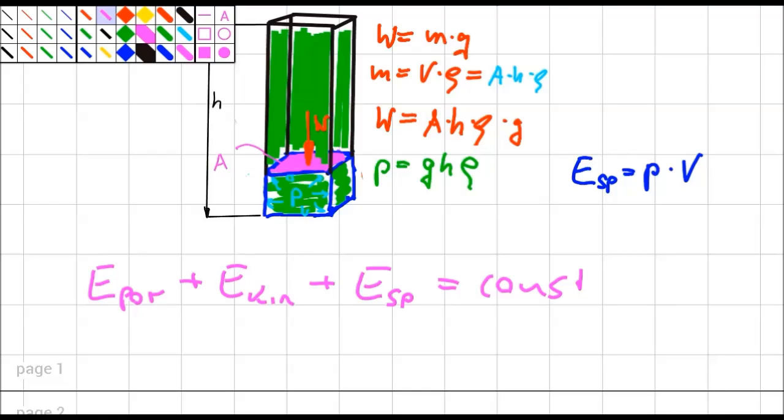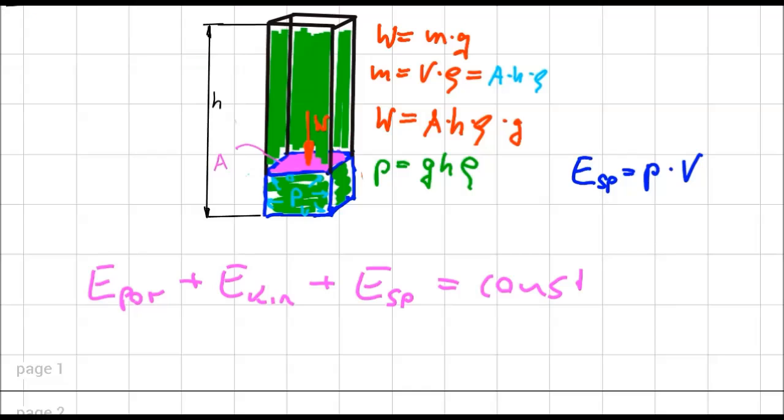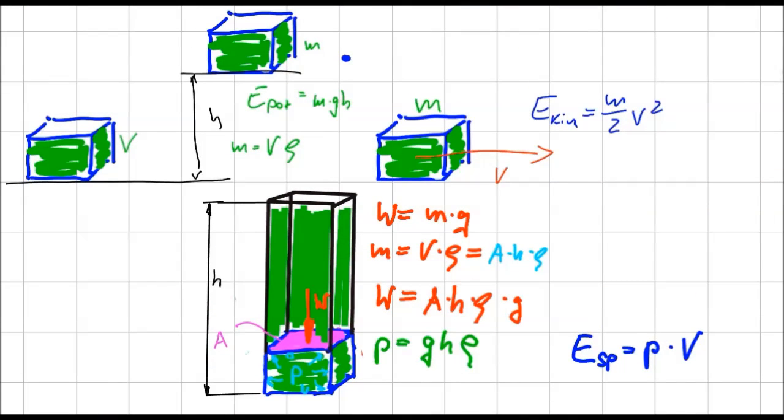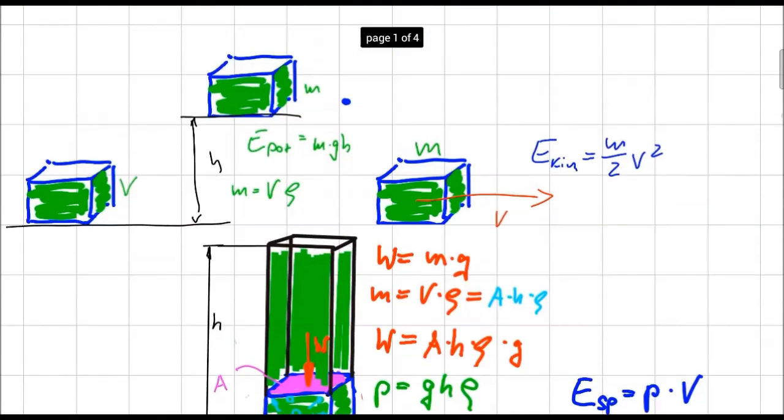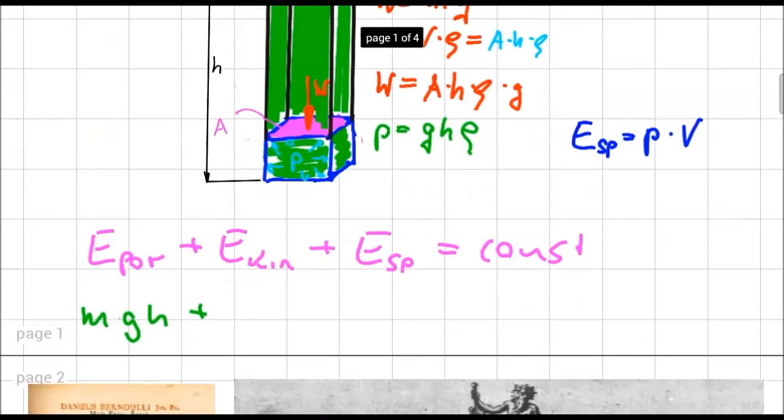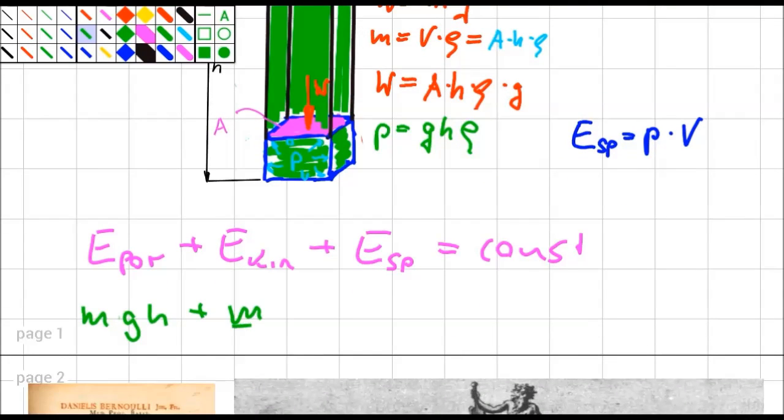Now he wrote it a bit differently. He took first of all our writing here, potential energy m times g times h, plus kinetic energy m half v square, and the pressure energy, P times V, pressure times volume, is constant.